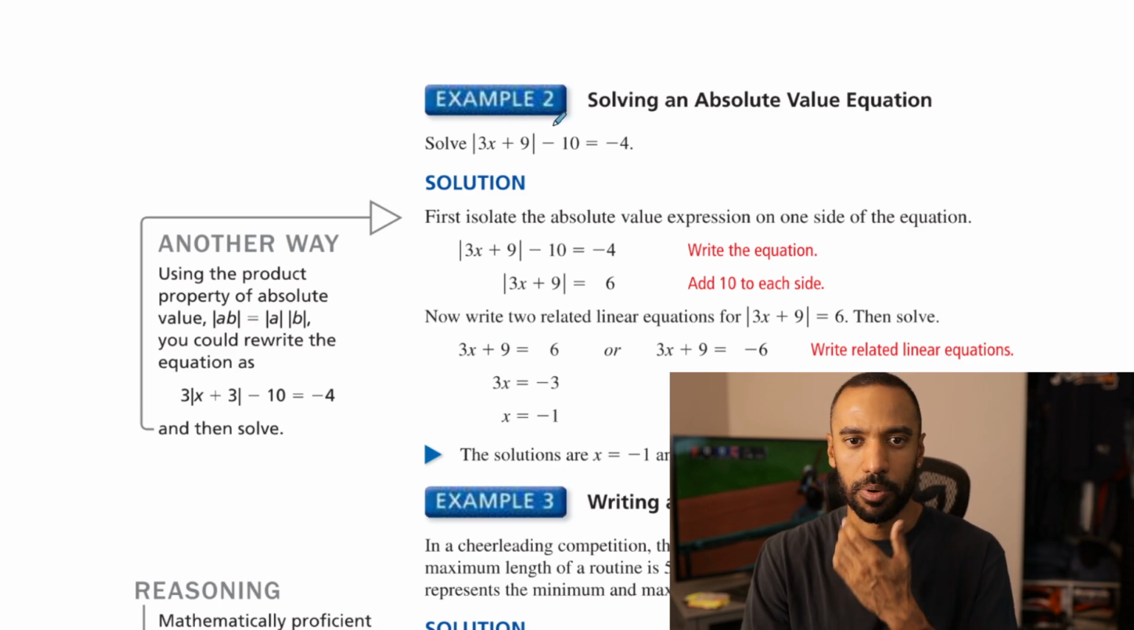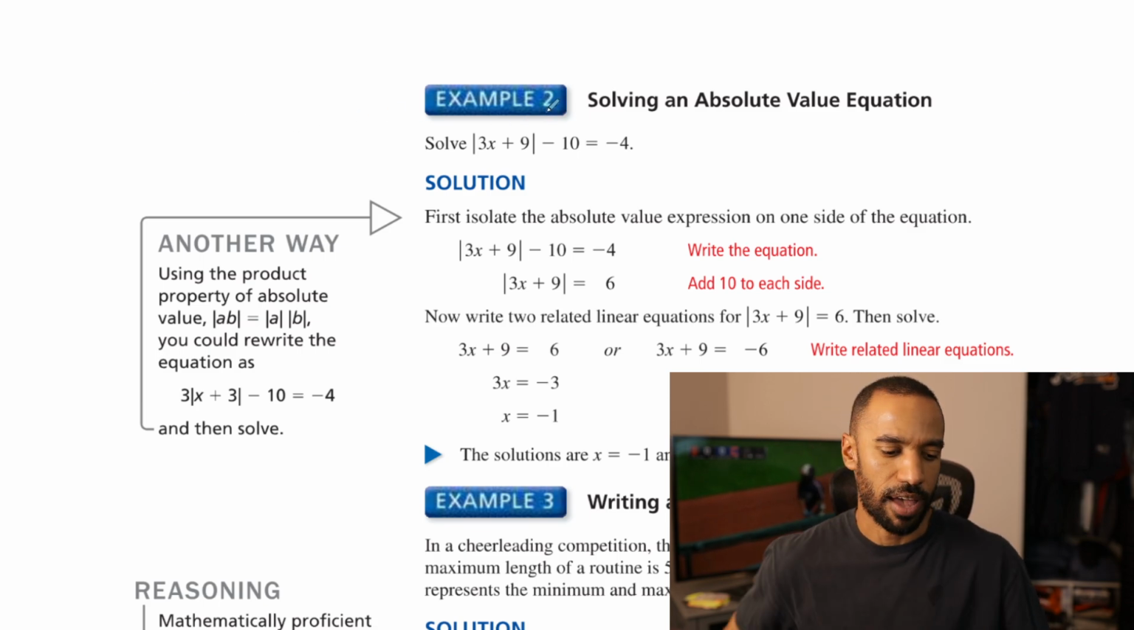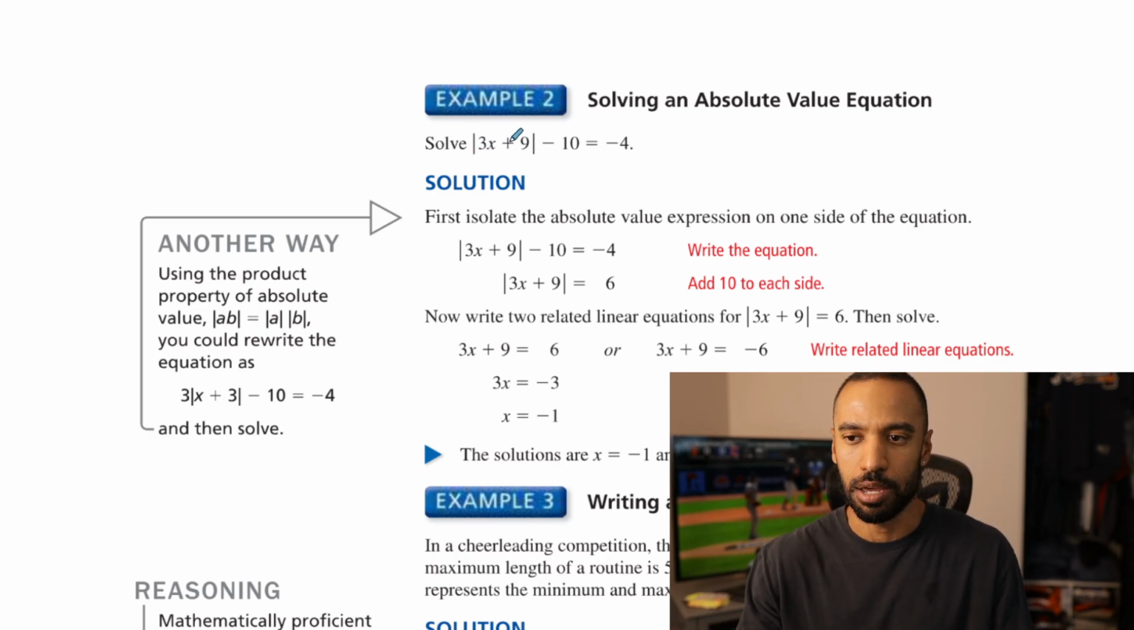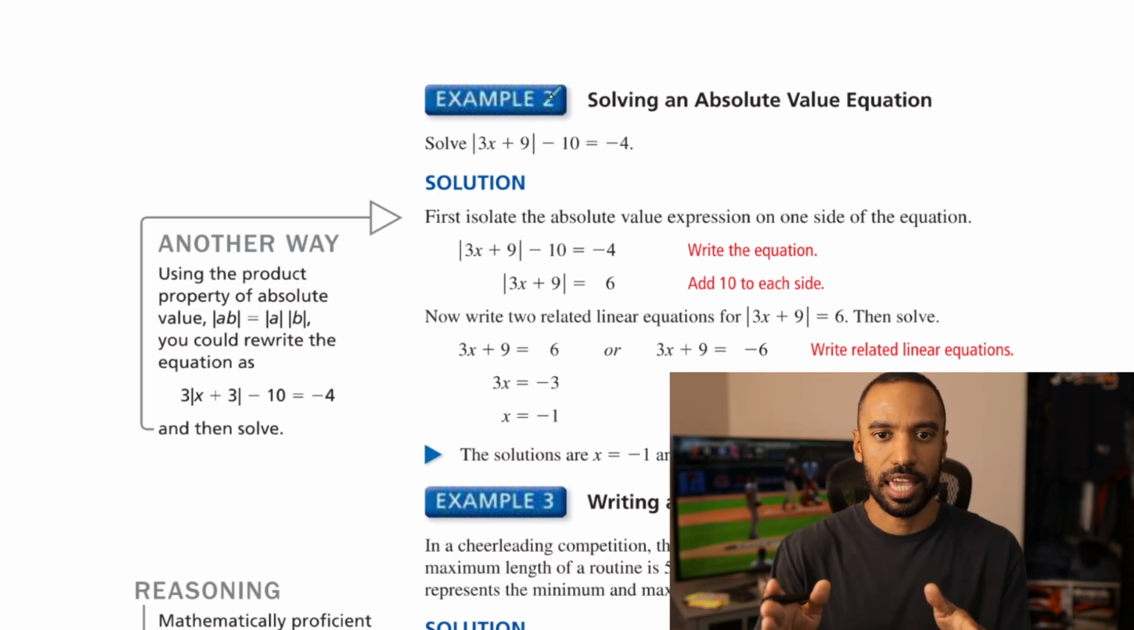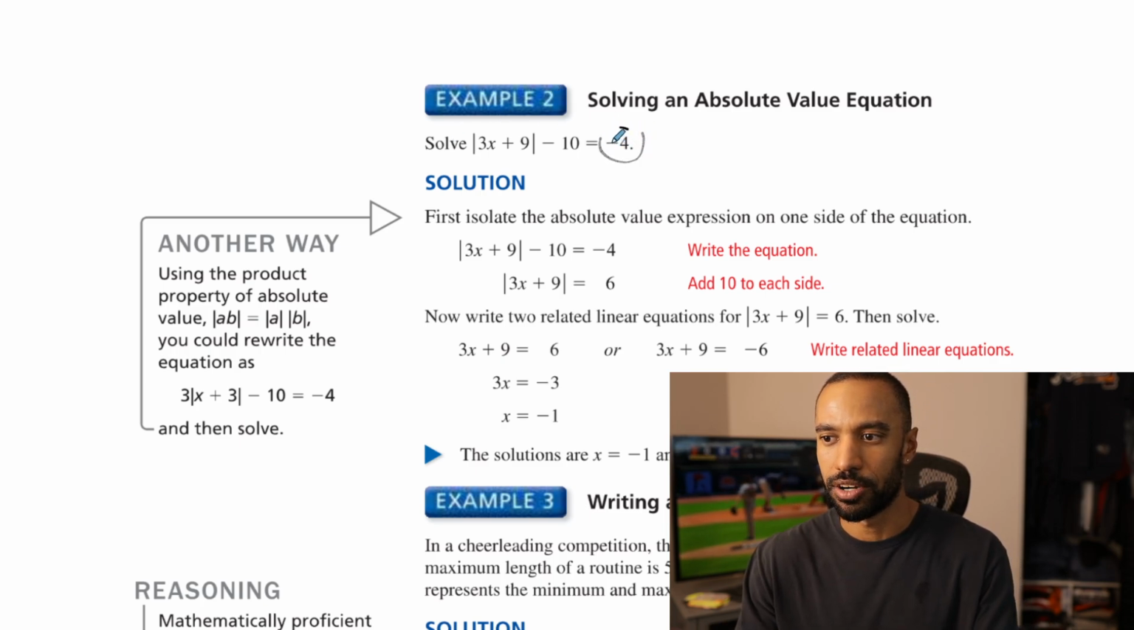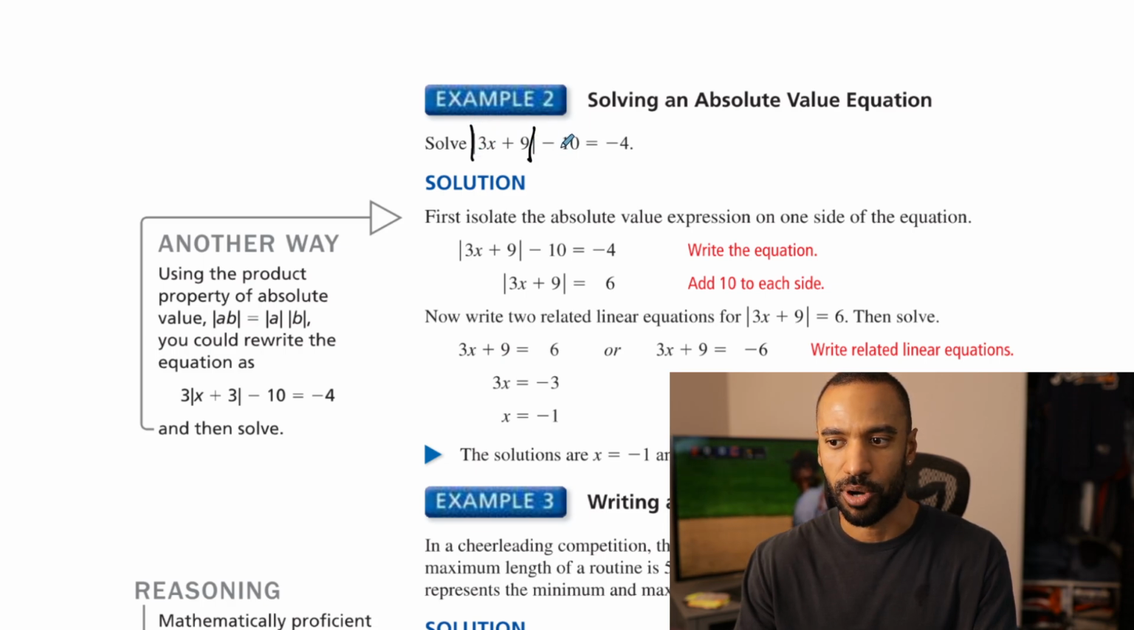Let's go to the next set of problems. Now, I mentioned that we want to get the absolute value function by itself. In this particular example here, it's not yet by itself. The thing I have to take the absolute value of is not going to be the negative 4 or whatever right here, not until I have this thing alone. Why isn't it alone? 10 is subtracting from it.